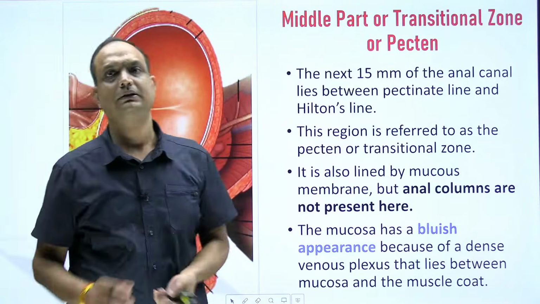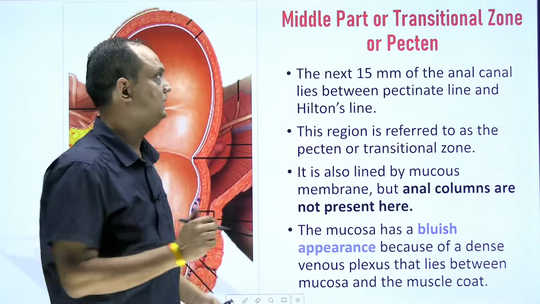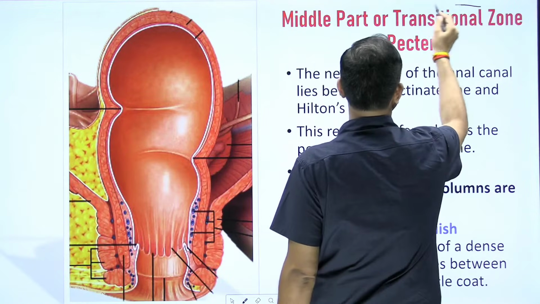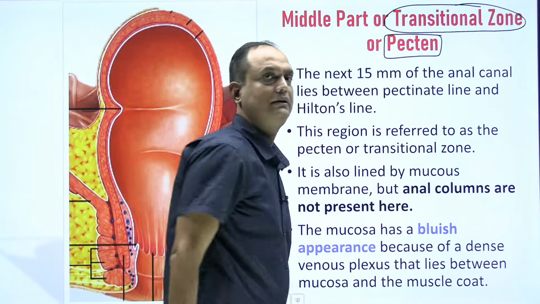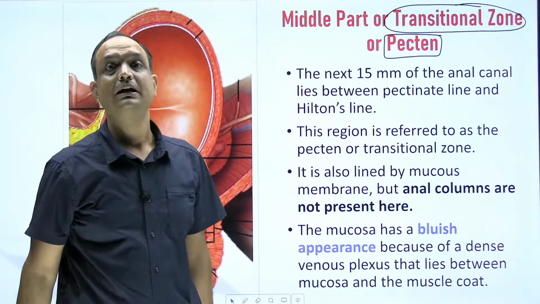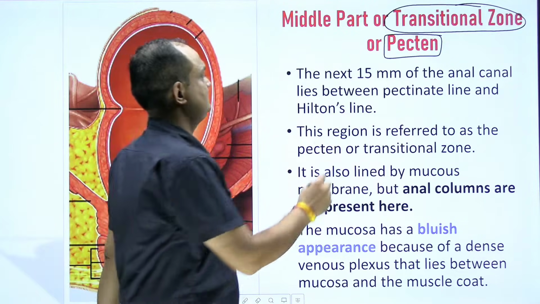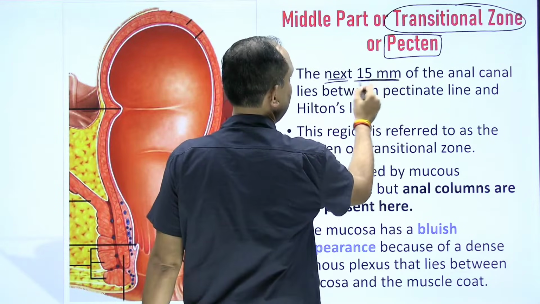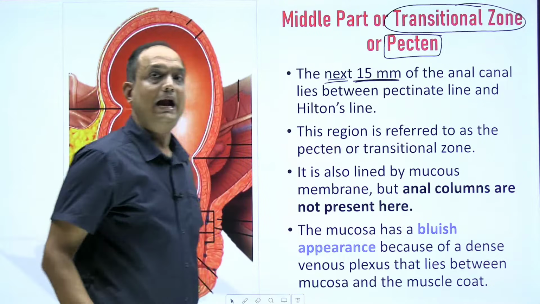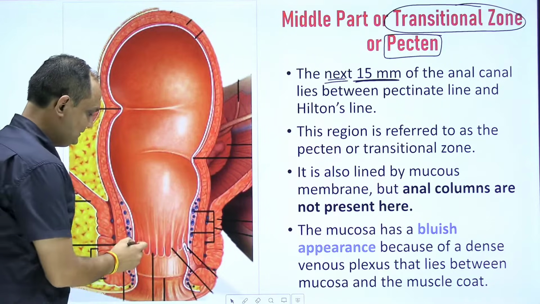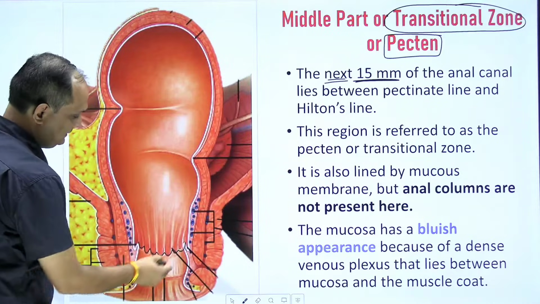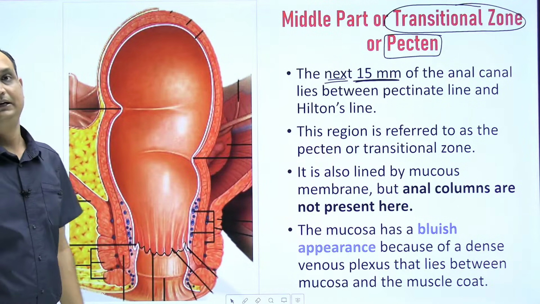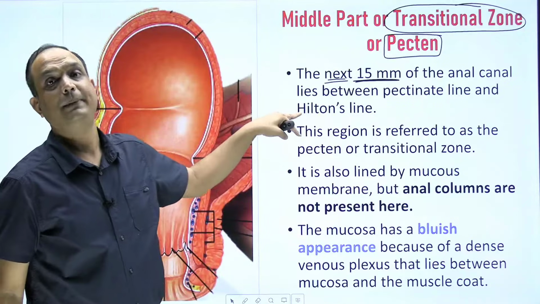Now, what about the middle portion? The middle portion, as I already told you, is a transitional zone, and it is also known as pecten. This is the next 15 mm area of the anal canal. And I already told you that this is your dentate line or pectinate line, and this area lies below the pectinate line.